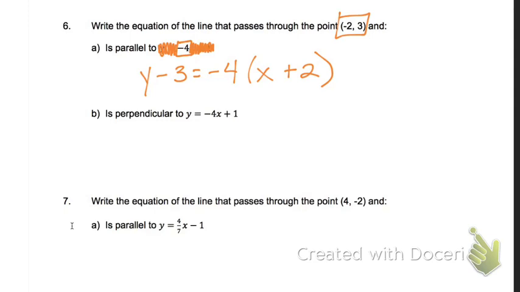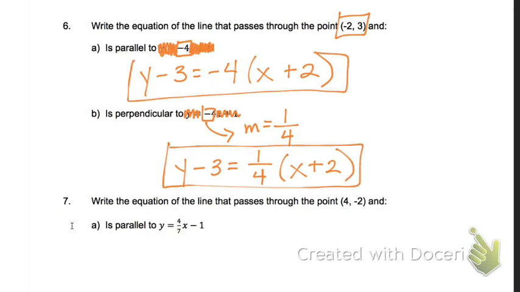Now for part B, it's perpendicular. So I need the -4. I can cross everything else out, but what am I going to do with that -4? Flip it and switch it. So my slope is going to be positive or negative 1/4? Positive. Positive 1/4. So now I'm still going to use the same ordered pair. So y minus 3 equals 1/4 times x plus 2.